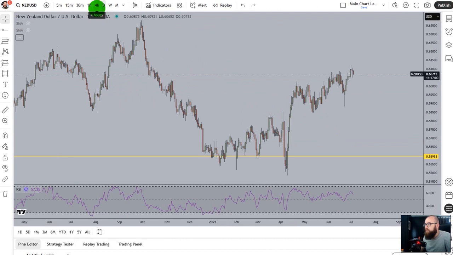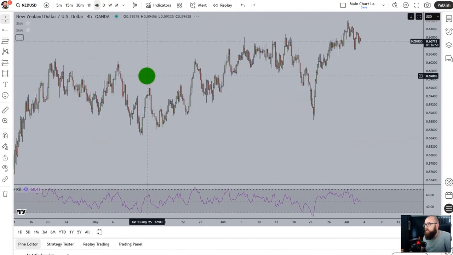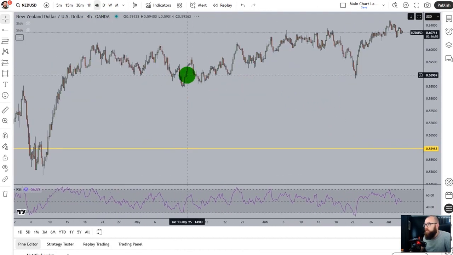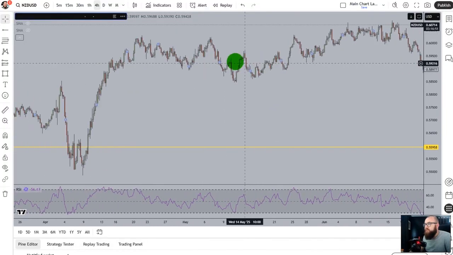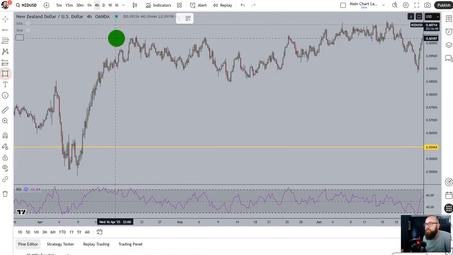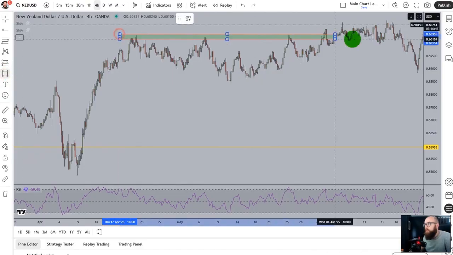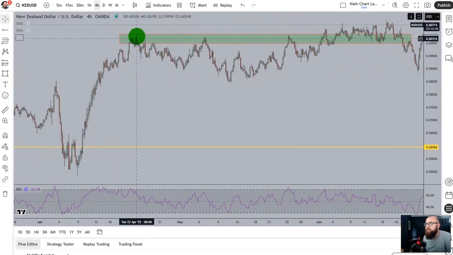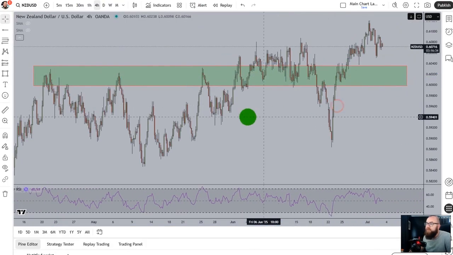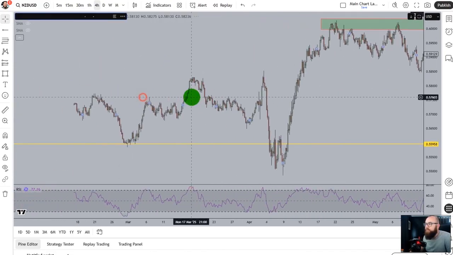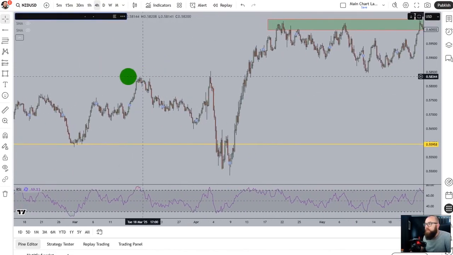Okay, let's look at some other charts and see if we can find any obvious support and resistance. So this is the 4 hour. If I bring up my rectangle, okay, resistance, resistance, resistance, price breaks above, support, support, support, support, price breaks back below, and then it's kind of been ignored since then.